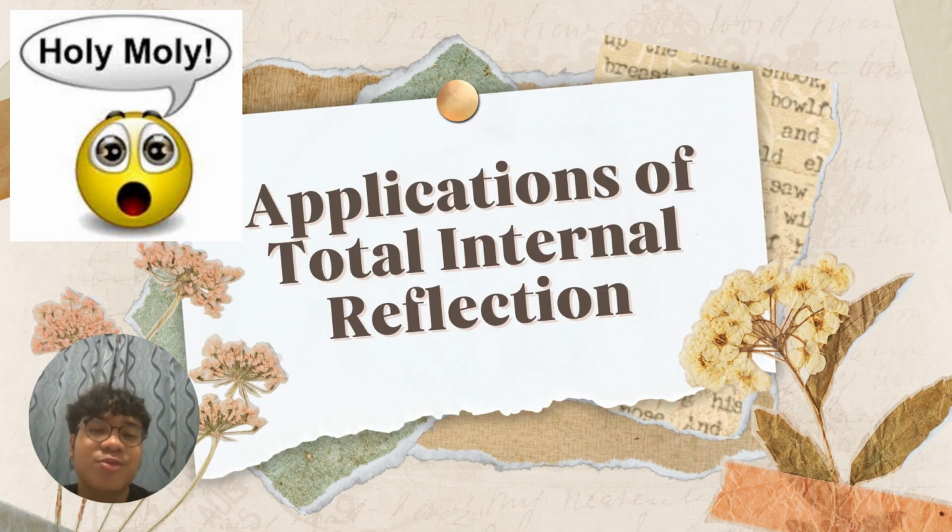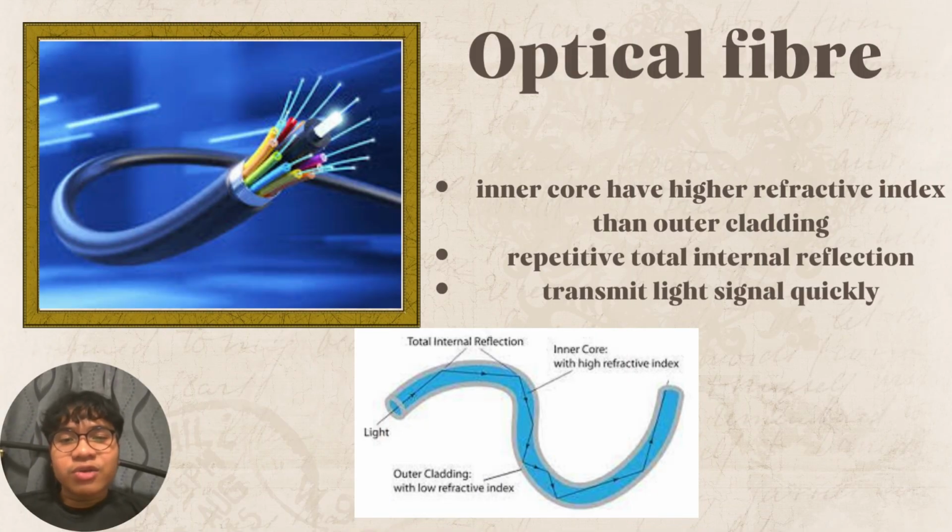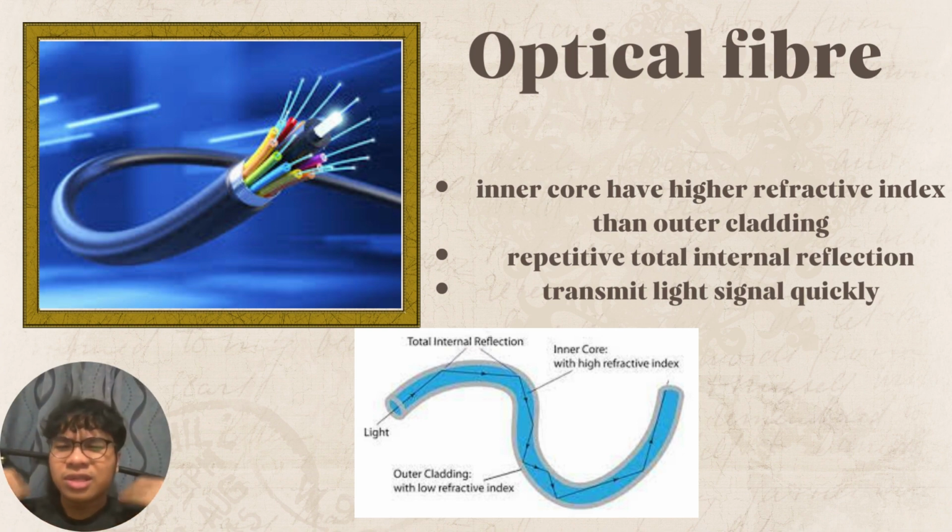Here are some of the most common applications of total internal reflection in daily life. So one of the application of total internal reflection is that it is applied in the making of optical fiber. Okay, so I think it is commonly used in engineering field now since it is much more efficient than normal cables because it transmit light instead of electric signal.